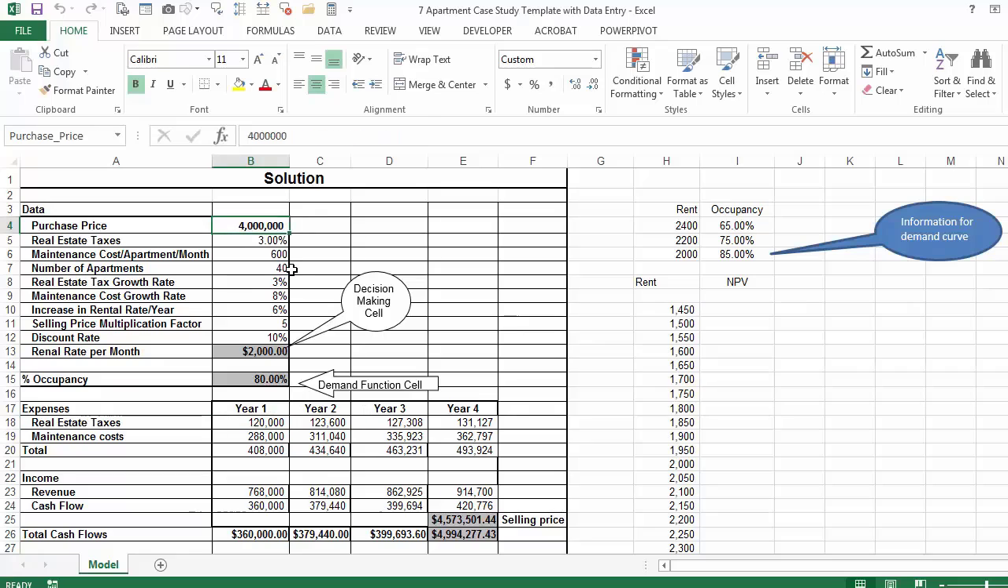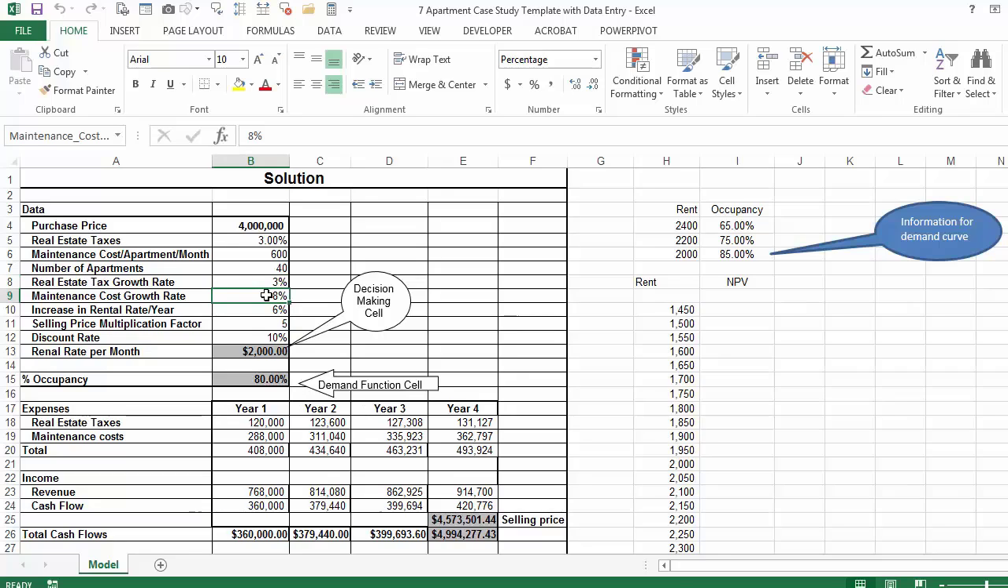If you look at the data, it's all in here. We have $4 million as our purchasing cost. 3% is the real estate taxes. Maintenance cost is $600 per apartment per month. We have 40 apartments in the building. The real estate tax growth rate is about 3% per year.